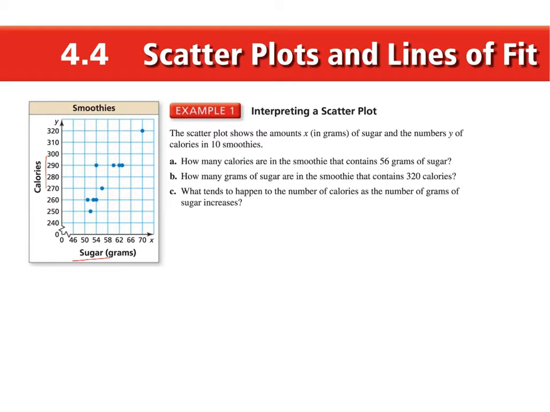We have 10 different points on this graph. How many calories are in the smoothie that contains 56 grams of sugar? Let's go to grams of sugar, that's the horizontal line here. And 56 would be right in between 54 and 58. That takes us straight up to this point, and that would give us 270 calories. So for a 270 calorie smoothie, there's 56 grams of sugar. The answer for part A is 270.